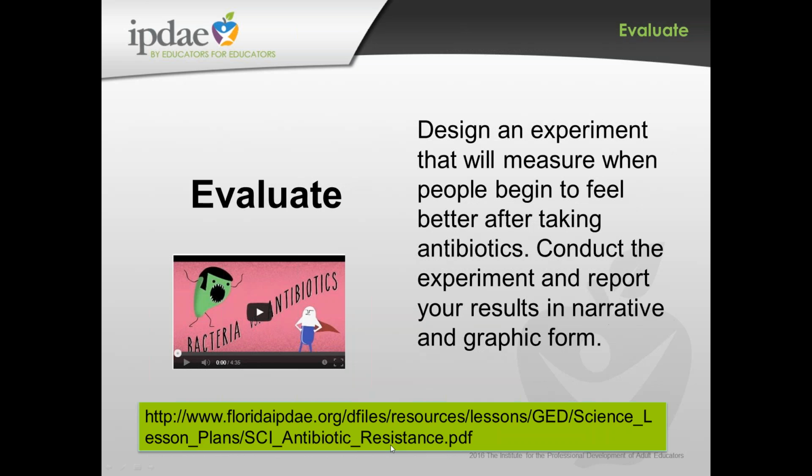Then, of course, we can go into that next level of evaluating, where we have students design an experiment that will measure when people begin to feel better after taking antibiotics, and if they should stop them as soon as they feel better, or if they should continue, and to give evidence to support.